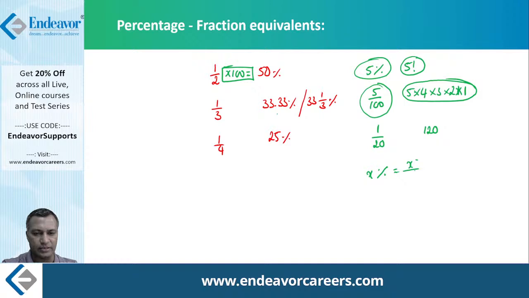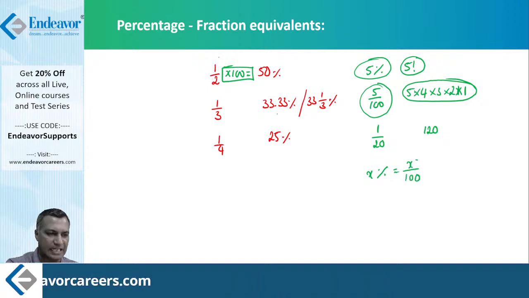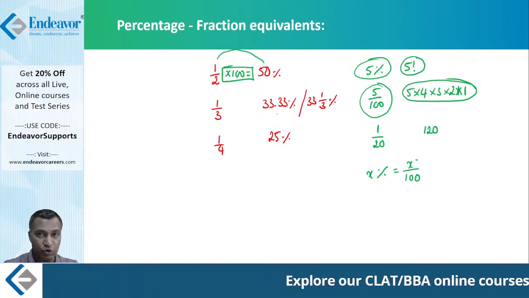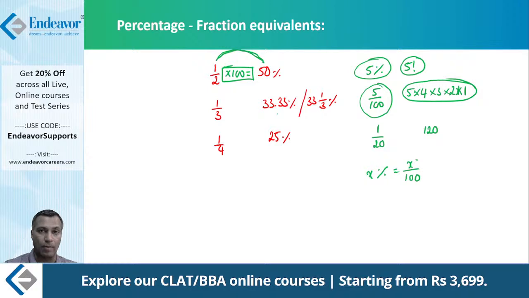Coming back to this black box, for me what is important is the transition. When somebody says 1 by 2, am I able to write it as 50% quickly? That matters. Or if I see 50%, will I be able to quickly write it back as 1 by 2? That would be paramount. That would make a lot of sense.